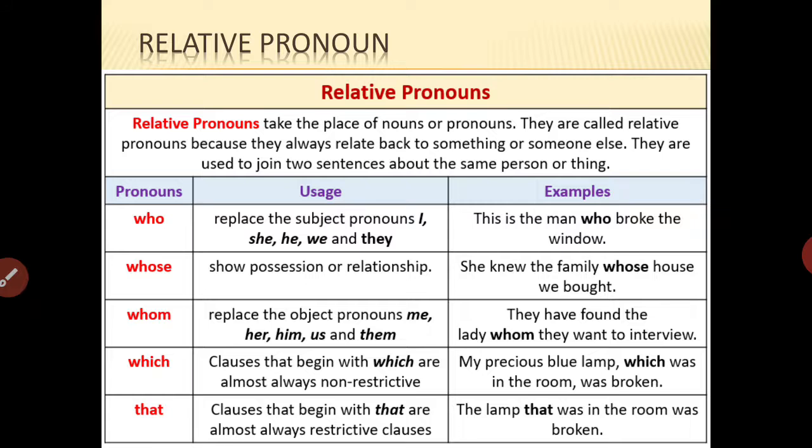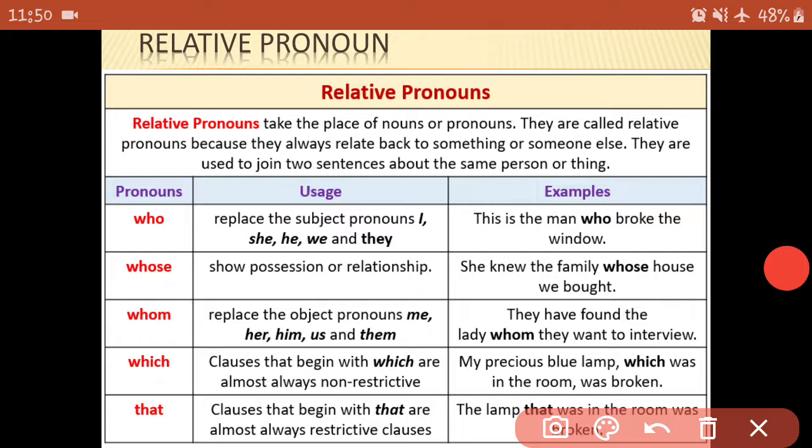Now, relative pronouns are who, whose, whom, which, that. Now, replace the subject pronoun. Now, what is this subject pronoun and this object pronoun? Subject is the doer, object is the receiver. Just copy it down. Subject is the doer of the action and object is the receiver of that action.